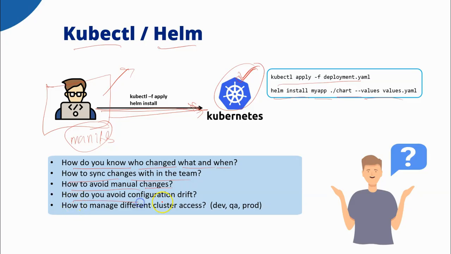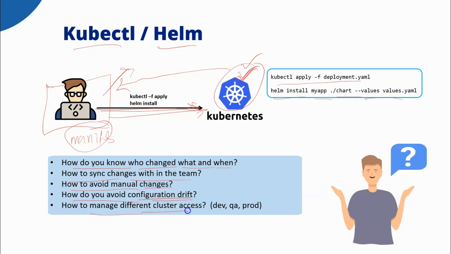Then, how do you avoid configuration drift? Configuration drift is nothing but whatever is deployed in the Kubernetes cluster, the same thing should be updated in your manifest files. But you have a group of team, each one has their own version of manifest files. If there is no proper syncing way, there is definitely a configuration drift. So avoiding it here could be challenging.